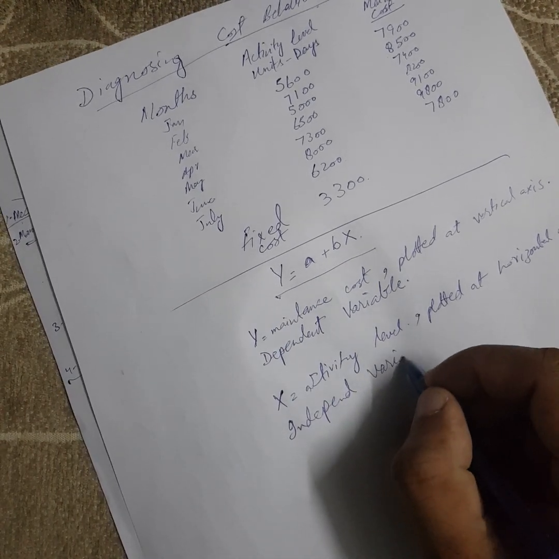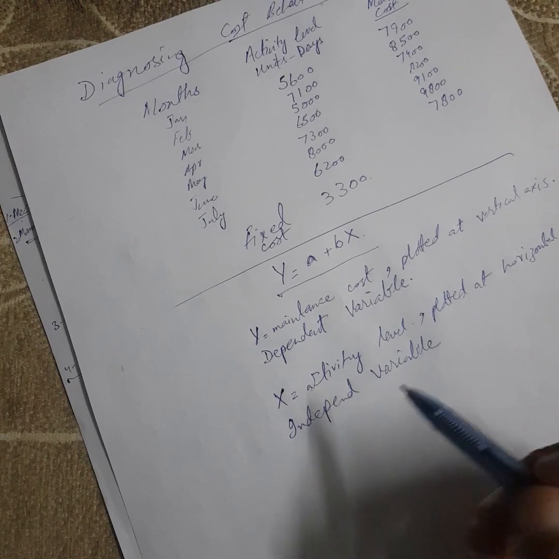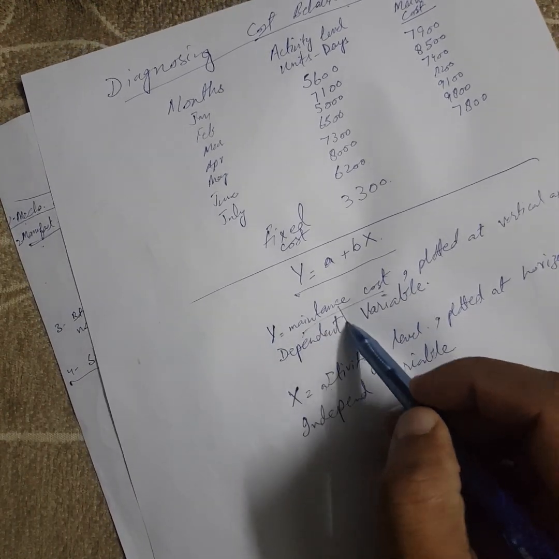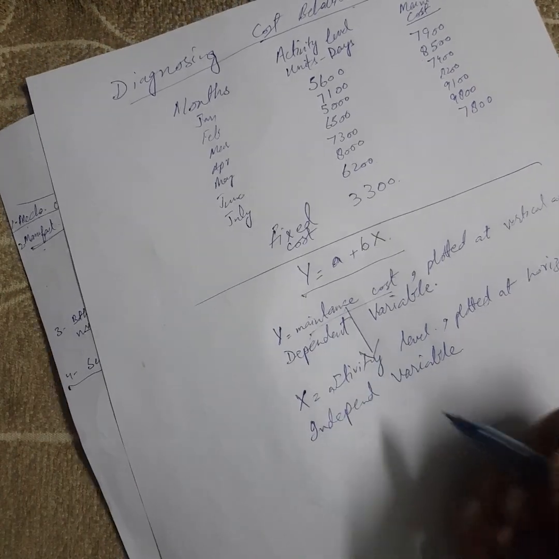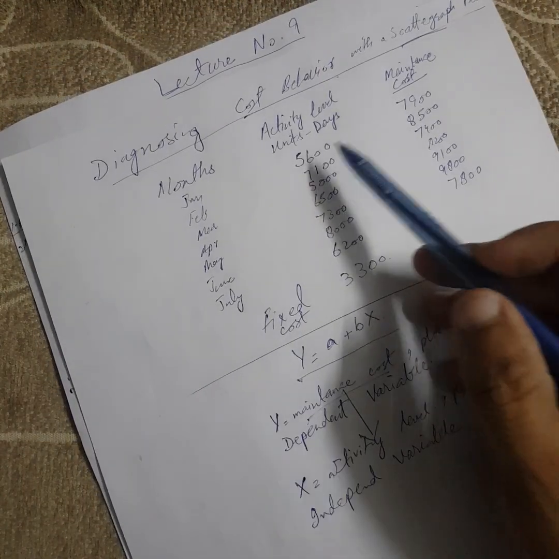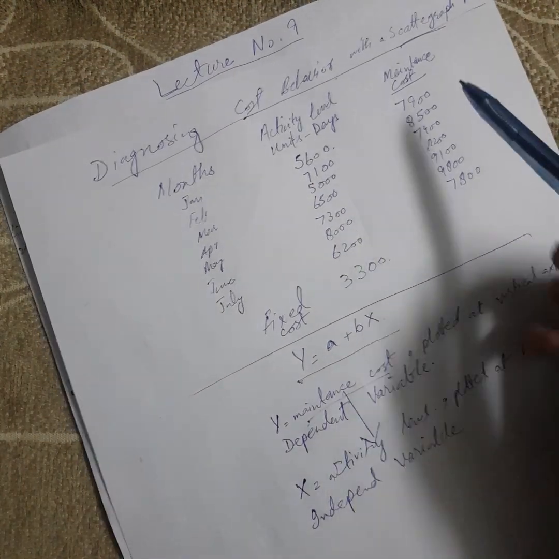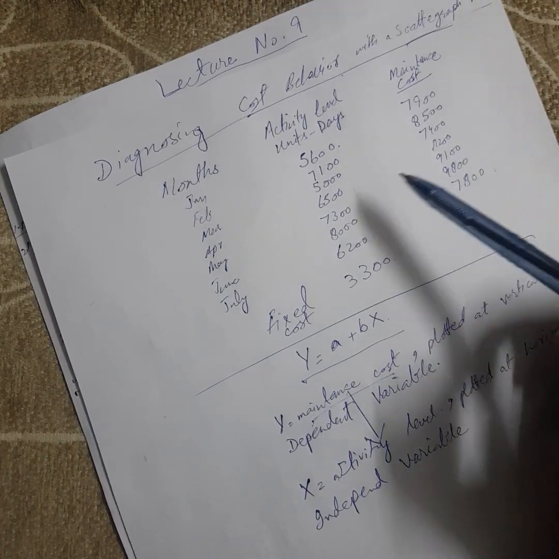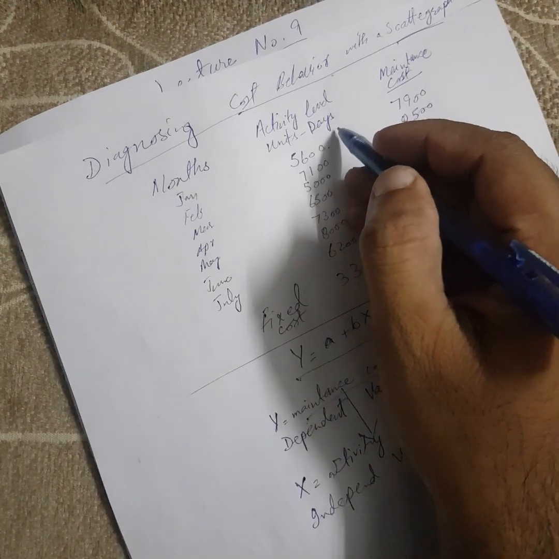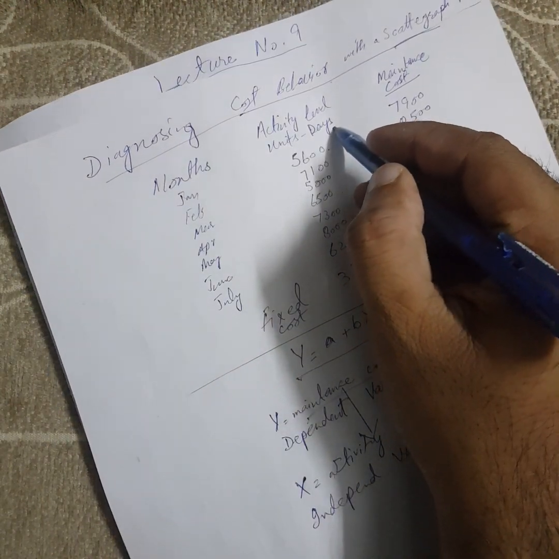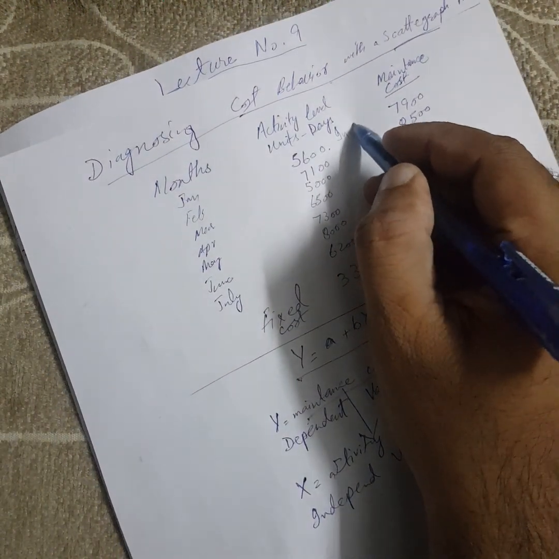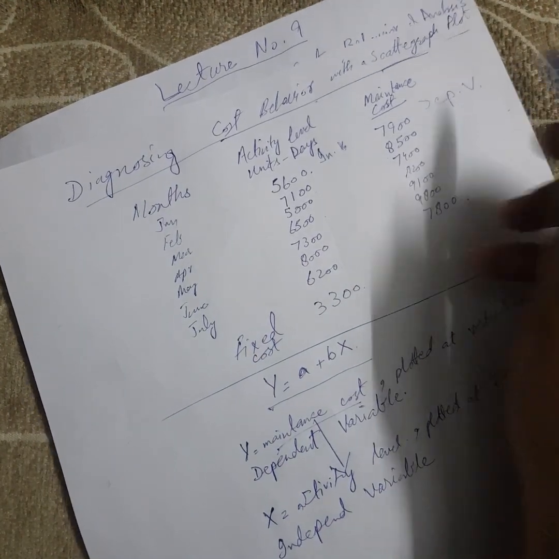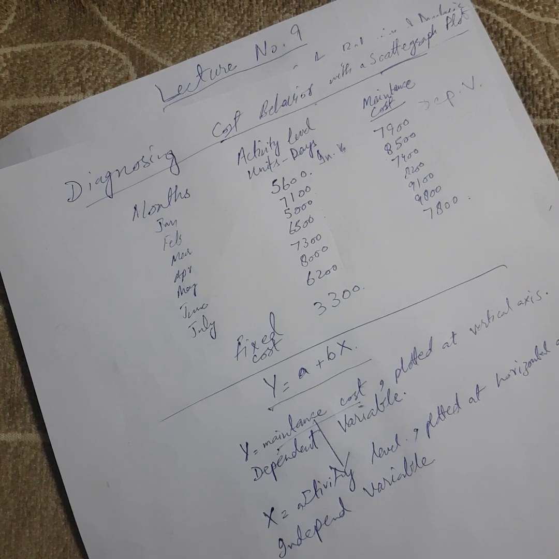What will be the reason? Because our maintenance cost depends on activity level. With the change in activity level, our maintenance cost is varying. So activity level will be our independent variable and maintenance cost will be our dependent variable, that is dependent on activity level.